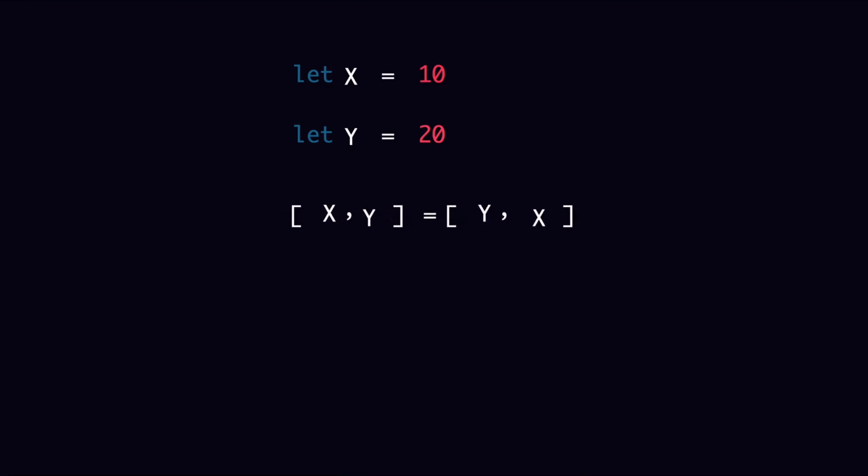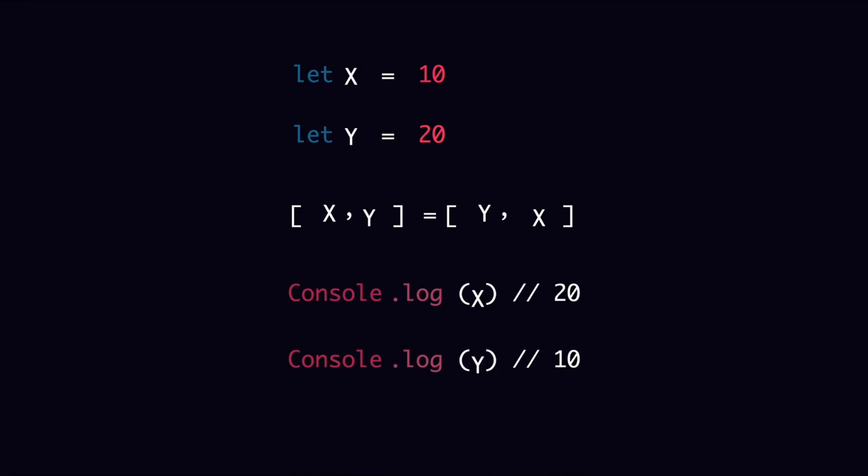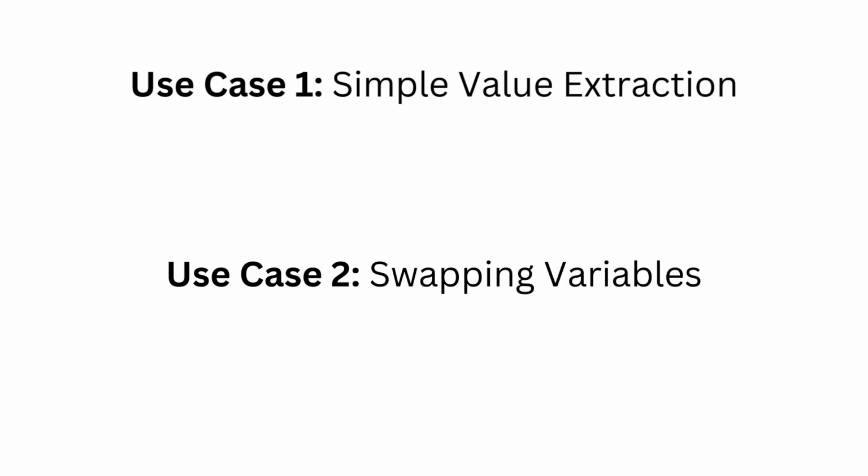The new values are then logged to the console to show that the swap was successful. Now x has the value of y and y has the value of x. That's it for using array destructuring in JavaScript in two use cases: extract values from arrays and swap variables.